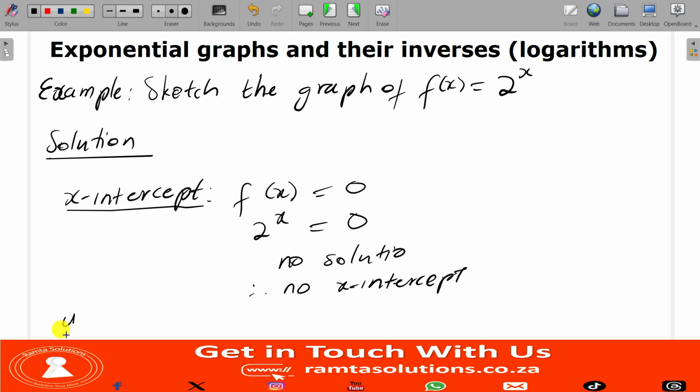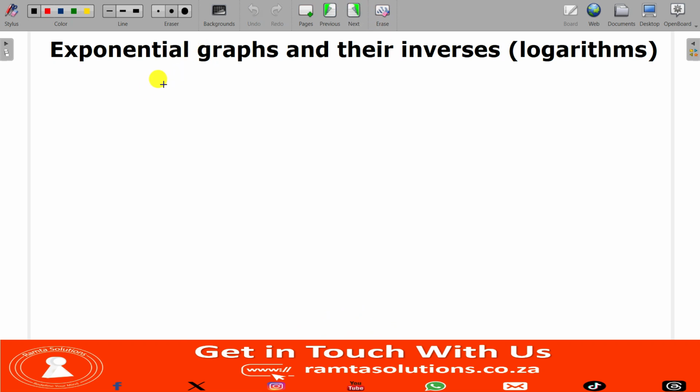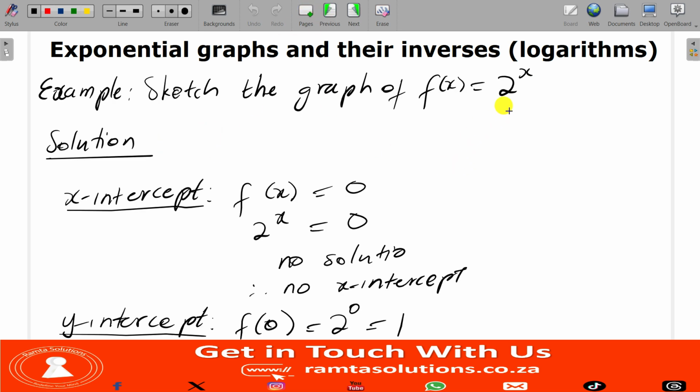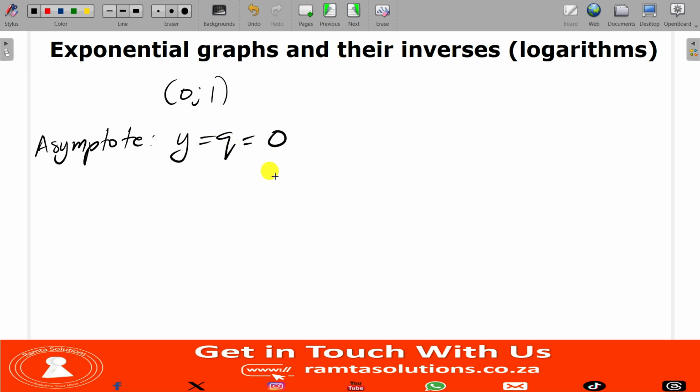Okay, let's talk about the y-intercept. With the y-intercept, where there's x, we put 0. What is this? 2 to the 0. This is 1. Therefore, it will be (0, 1). Okay, now let's look at the asymptote. The asymptote is where we say y is equal to q. Let's go back. What is the value of q here? Look at this. It is 0. Can you see that? So our asymptote is y equals 0.